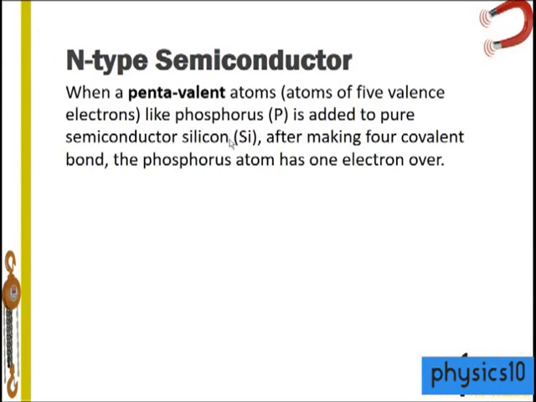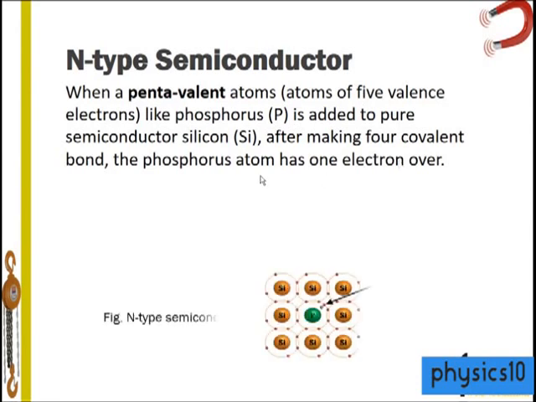So let's have a look at an N-type semiconductor. Now, a pentavalent atom is an atom that has 5 valence electrons in its outermost shell. An example of a pentavalent atom is phosphorus, which has 5 electrons in its valence shell. So if you take a pentavalent atom like phosphorus and introduce it into a pure semiconductor like silicon, then the phosphorus will make 4 covalent bonds, just like the other silicon atoms.